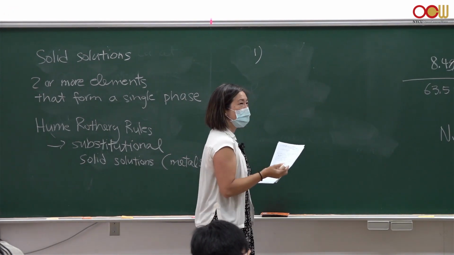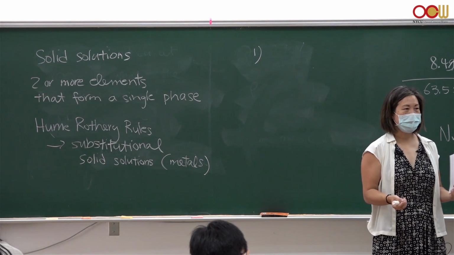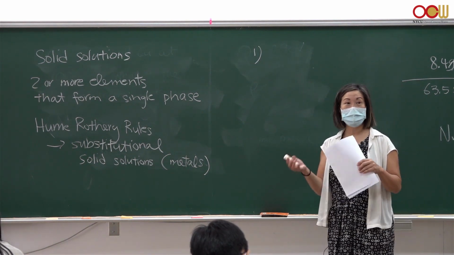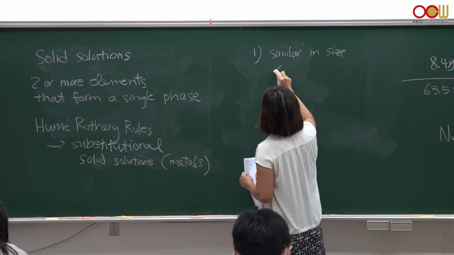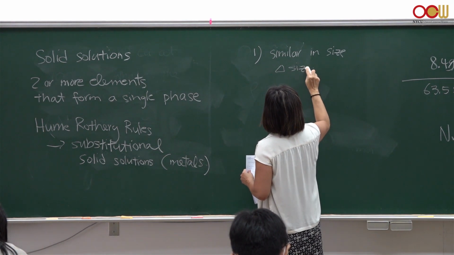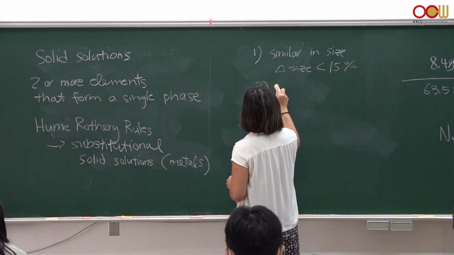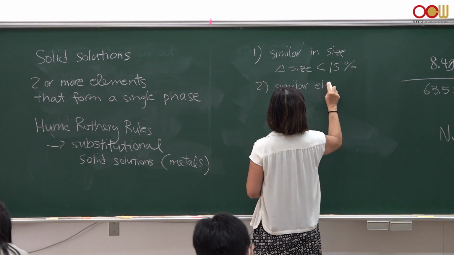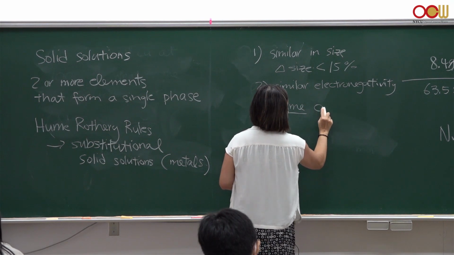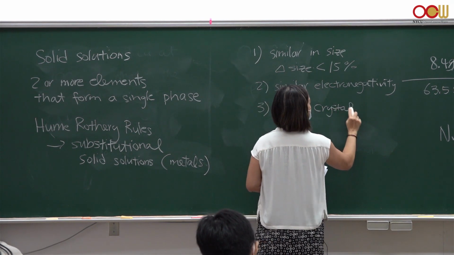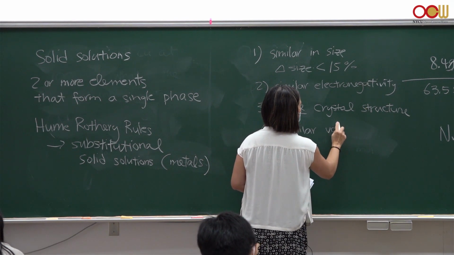So the Hume-Rothery rule says that if you want to form a substitutional solid solution, then the two elements that you're mixing together must be similar in size. So the difference in size should be less than 15%. They should have similar electronegativity. They must have the same, not just similar, same crystal structure, and similar valence. So similar number of valence electrons.